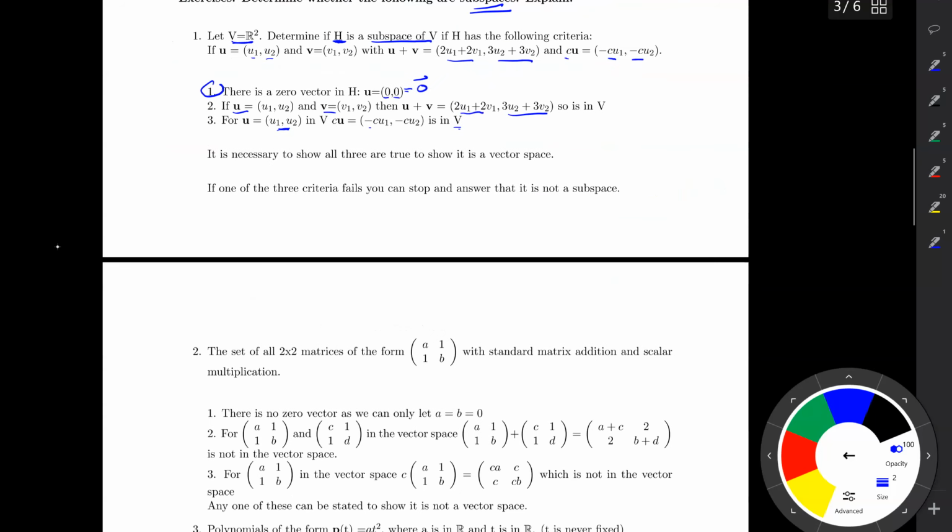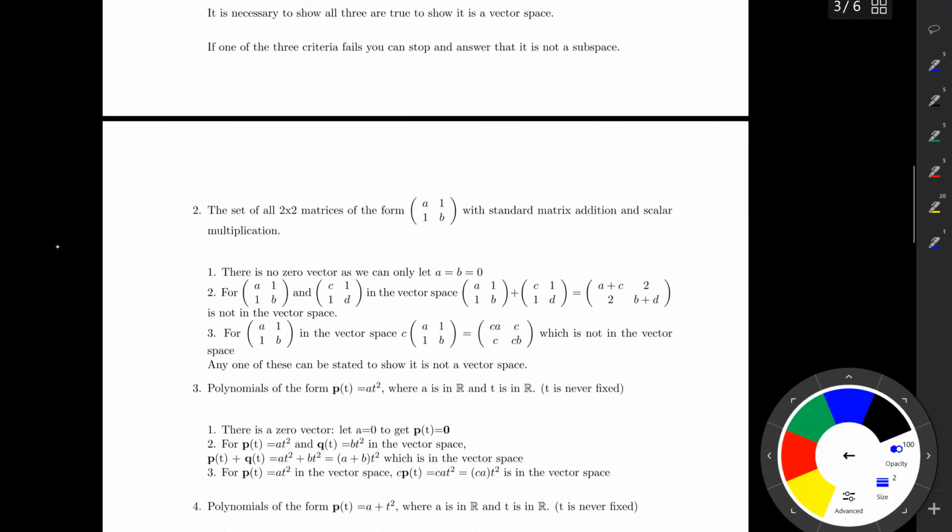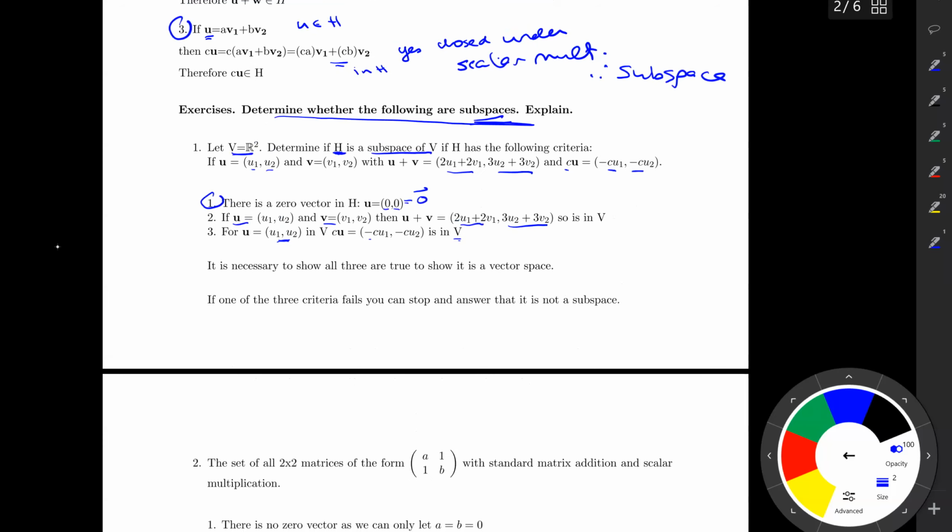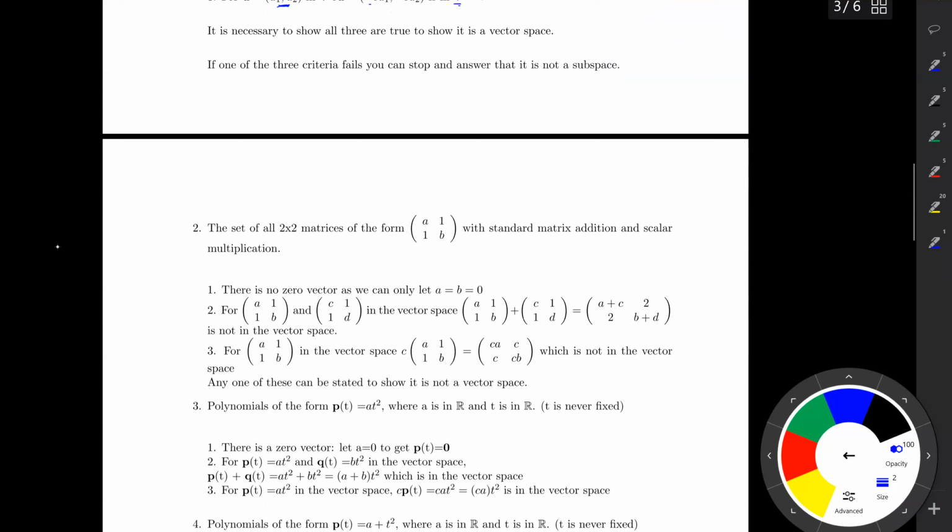All right, let's look at when something does not satisfy the criteria. So here's a subspace that I want to see. Is this a subspace? The question is up here: determine whether they are subspaces. Looking at matrices of this form, a specific format, is it true that it will satisfy the three criteria? I'm just using regular matrix addition and regular multiplication. Is there a zero vector? Well, I could let a and b be equal to 0, but the 1s are still there. So there is no zero vector.